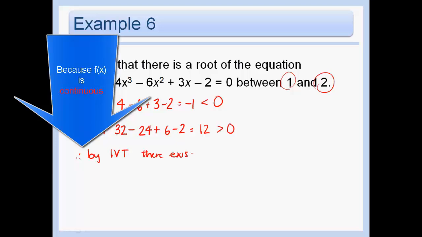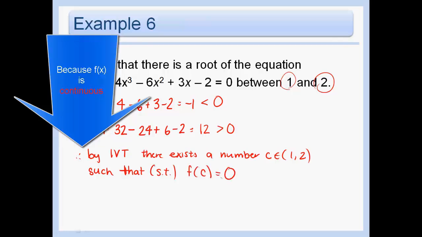there exists a number c. There's some number on the closed interval 1, 2, right? I'm sorry, the open interval 1, 2, such that, you can just abbreviate that s.t. if you want, that's good mathematical notation, such that f of c is equal to 0.